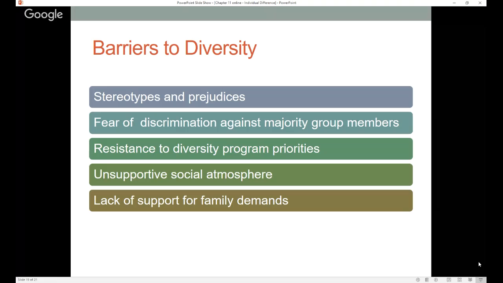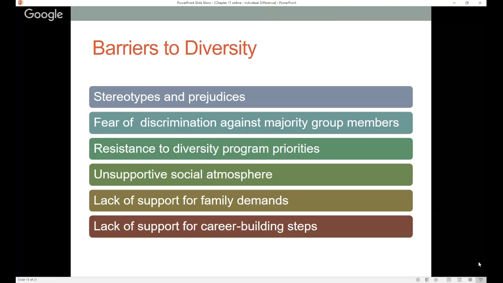There could also be lack of support for the demands that women have, family demands that women or minorities might have. And we definitely have seen the biggest barrier to workplace diversity is the lack of support for career building steps. A lot of employers don't understand that the same career building steps and the same support that work for white men doesn't necessarily work for every single employee, especially the minorities, because they bring different experiences. They bring different workplace perceptions. Remember, it's all about perceptions at the end of the day.